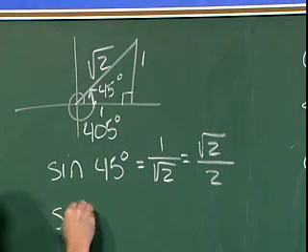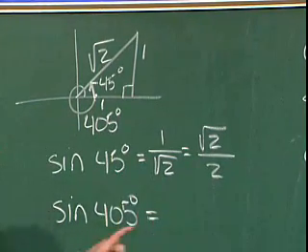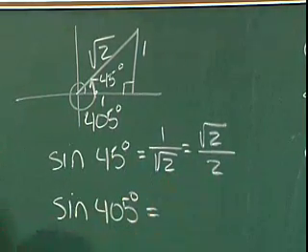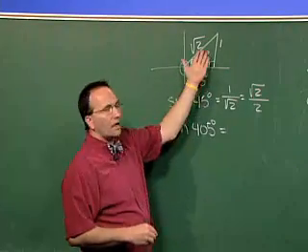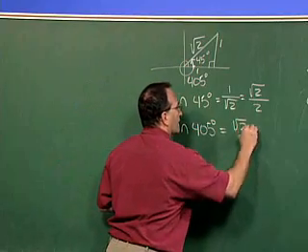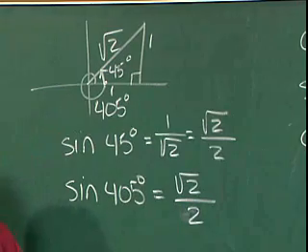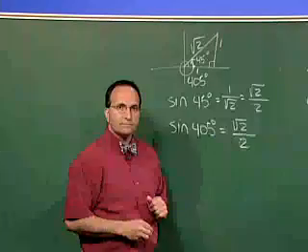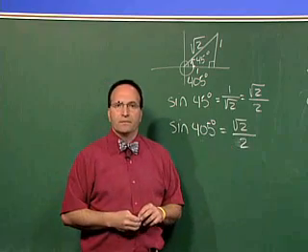But then the sine of 405 degrees would be the same as that with the appropriate sign. But we know that all of the trig functions are positive in quadrant 1. So, of course, the sine of 405 is equal to the square root of 2 over 2. I hope that's the answer that you got on that problem.